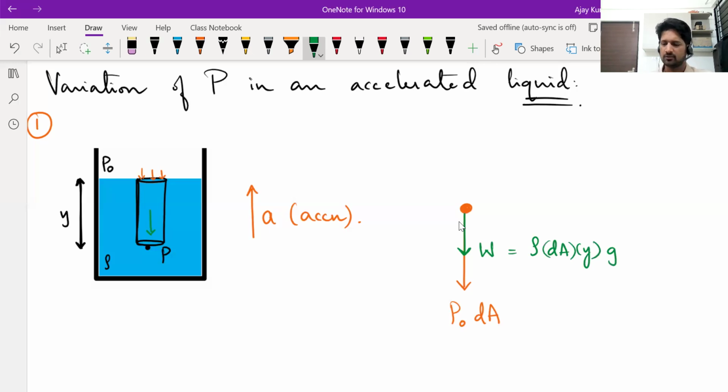What other forces act on it? The pressure into dA will act. Due to pressure below, there will be a force acting on the base of the cylinder, the lower base of the cylinder, like this. That force acts in the upward direction. How much will that force be? See, the pressure on that base is P, area is dA, so P into dA will be acting upwards. Any other forces?